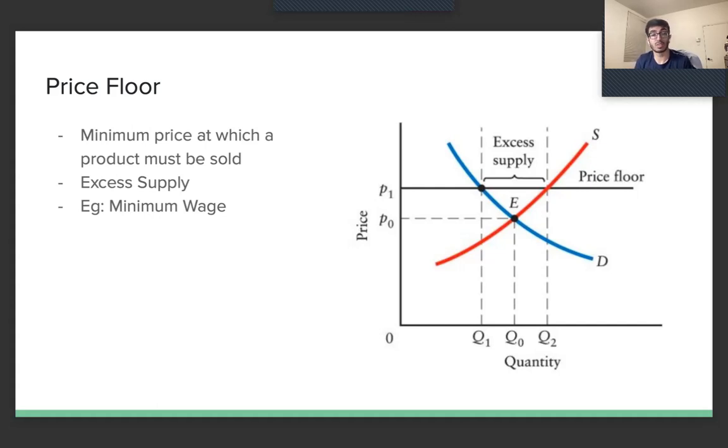A good can't be sold at a price below the price floor, and this usually creates an excess supply, because we saw when we were looking at the market equilibrium, if we sell above the equilibrium price, there's an excess supply. And an example of a price floor could be minimum wage, and in that case, an excess supply would mean unemployment.